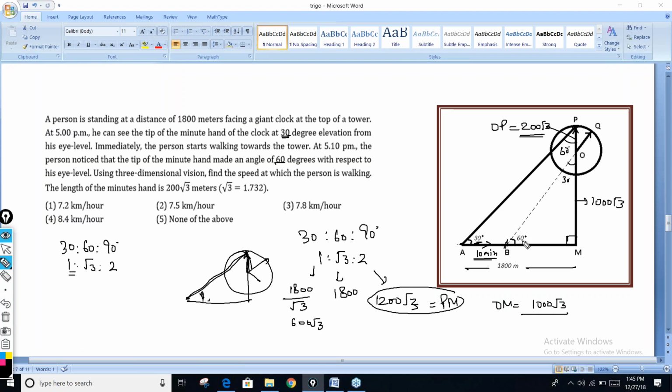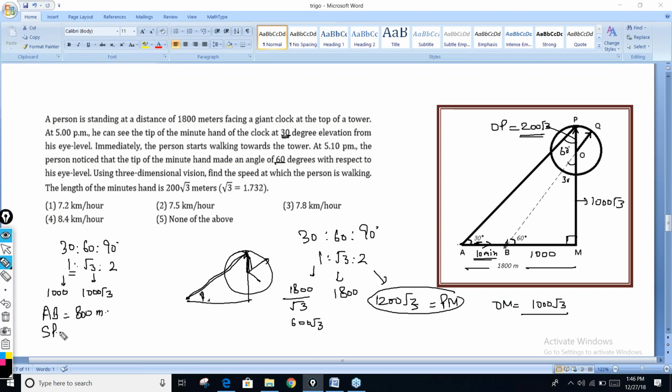Which side is given this time? The side in front of 60 is given. So root 3 denotes 1000 root 3, so 1 will denote 1000. So this distance BM will be 1000. The side in front of 30 will be 1000. So if BM is 1000 and complete is 1800, I get the length of AB. AB comes out to be 800 meter.